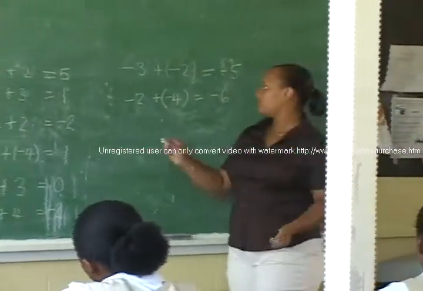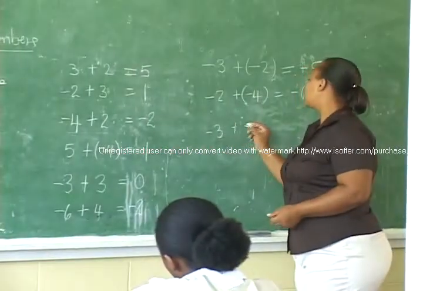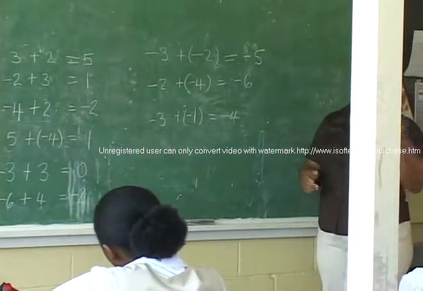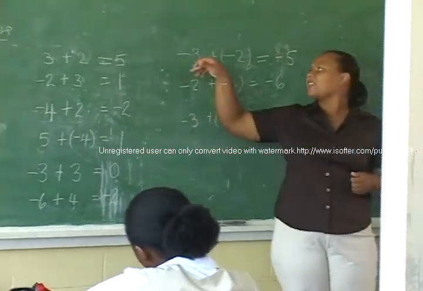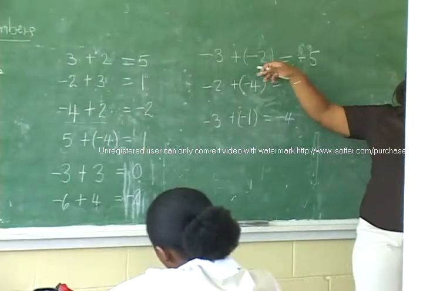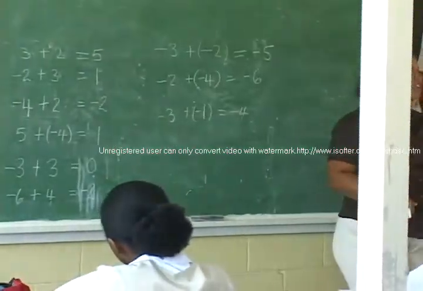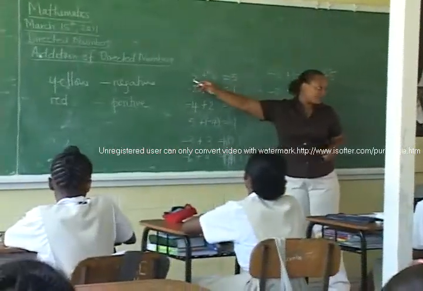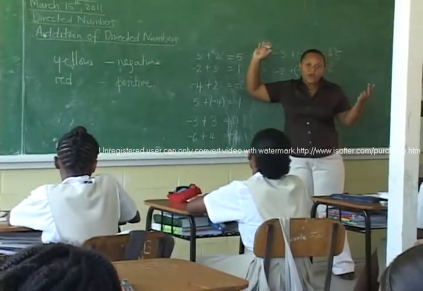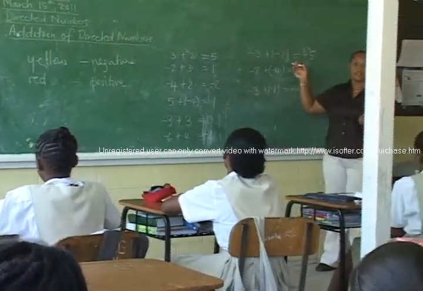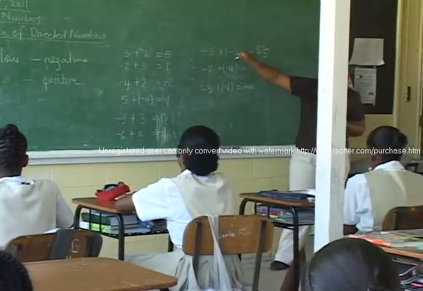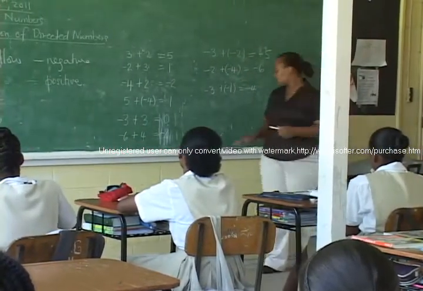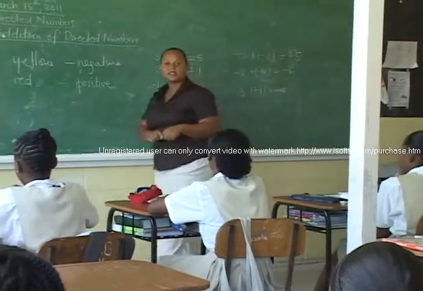Say we have negative 3 plus negative 1. Negative 4. Now you notice when you're adding a negative to a negative, what happens? You just basically add it, just like when you have a positive plus a positive, you add. The same thing applies here. A negative plus a negative, you're actually increasing the negatives. Alright, any questions on that?